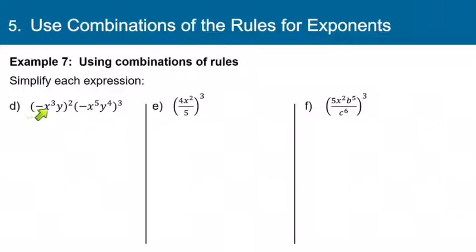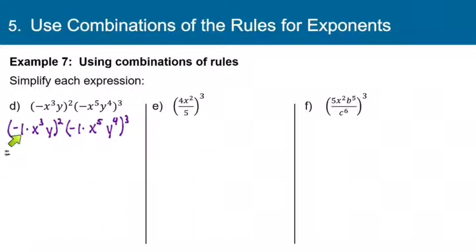So here we have negative x to the third times y all to the second times negative x to the fifth y to the fourth all to the third. Now the first thing we need to remember is that because this negative is not in parentheses with the x, this 3 does not apply to this negative. So what we've got here is like negative 1 times x to the third times y all squared. And then same thing here, we have negative 1 times x to the fifth times y to the fourth all to the third.